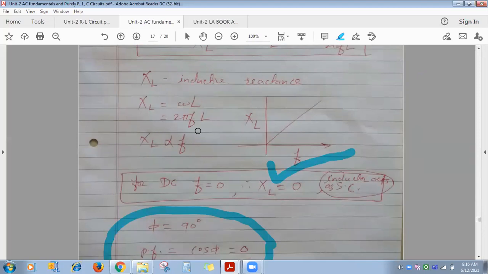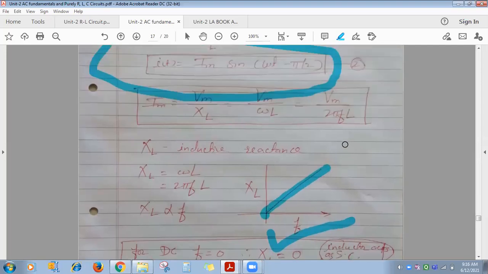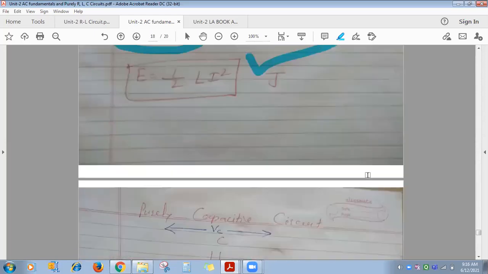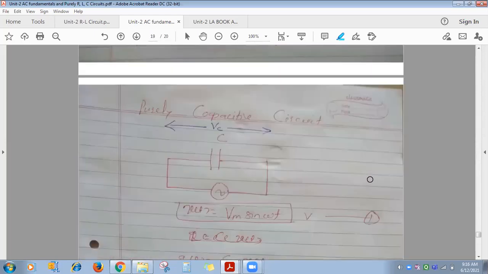XL is equal to omega L, 2 pi f L. For AC, as you go on increasing the frequency, XL increases. When frequency is 0, XL is 0. So the graph starts from the origin and then increases linearly, XL versus f. And the formula for I m is Vm by XL. These things we have seen in the previous lecture. Now we are going to see about the capacitive circuit, the purely capacitive circuit.